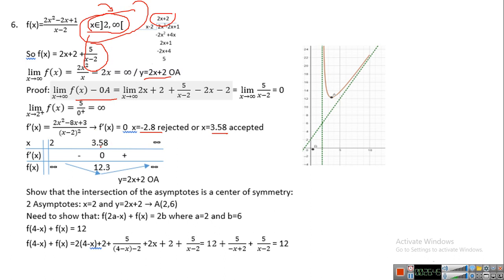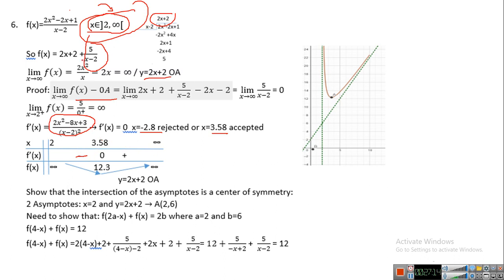So if you take a number before 3.58, not before, between 2 and 3.58, sorry. You can take, for example, 3. If you replace 3 in f prime of x, 18 plus 3, 21 minus 24, it's negative. If you take a number bigger than 3.58, you can take 4, it will be positive.